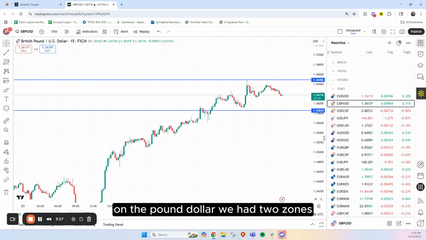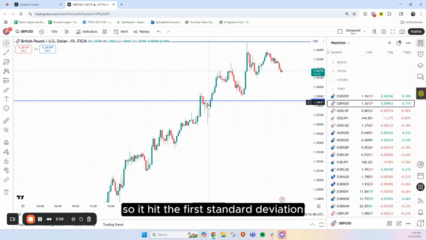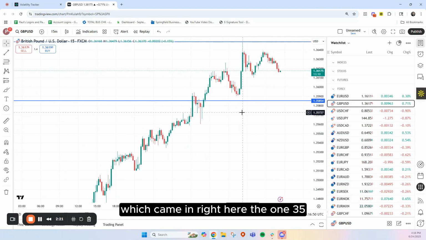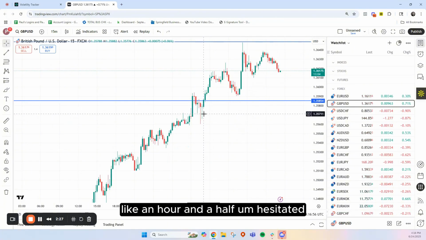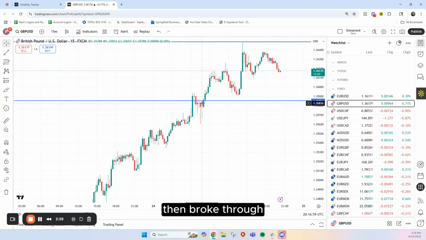On the pound dollar, we had two zones. It hit the first standard deviation, which came in right here, the 135.85, and you can see how it hesitated for almost an hour, like an hour and a half, then broke through.